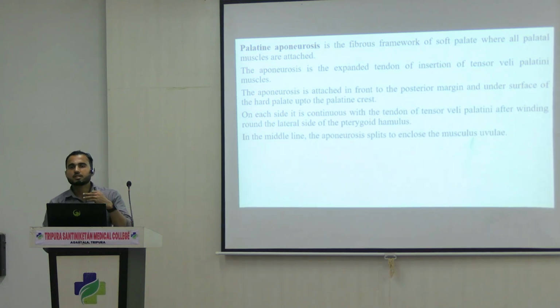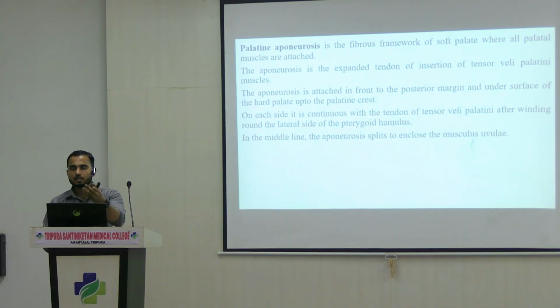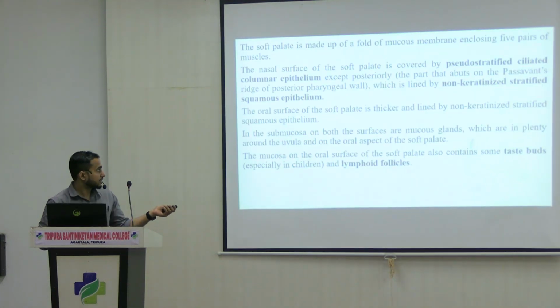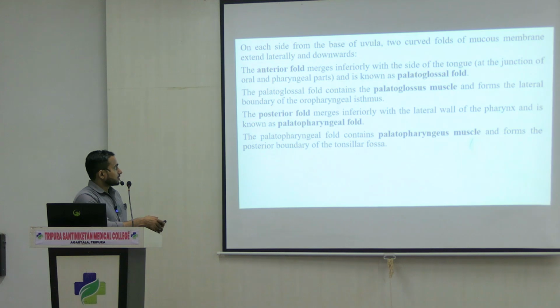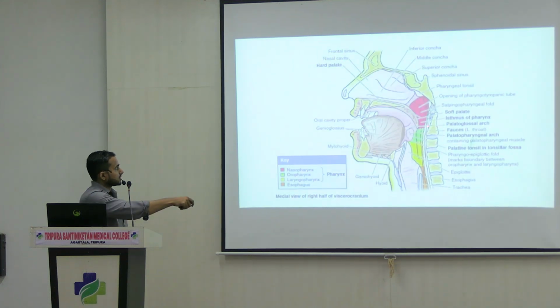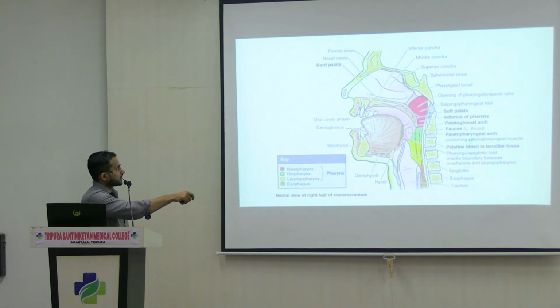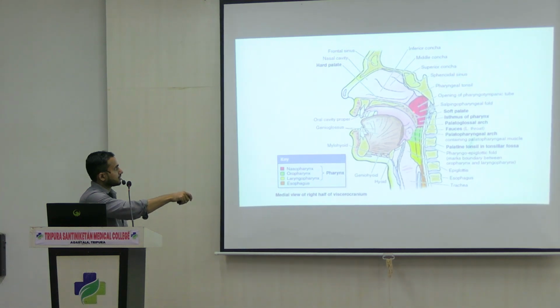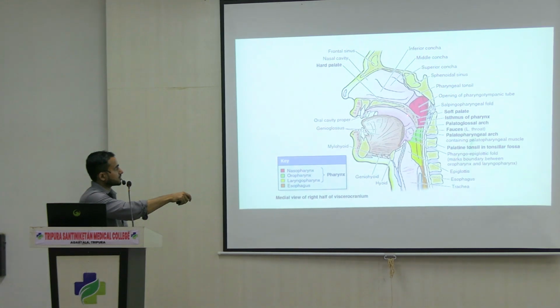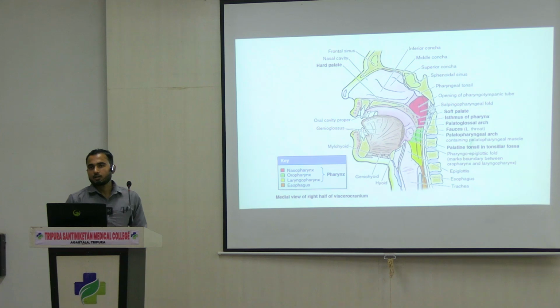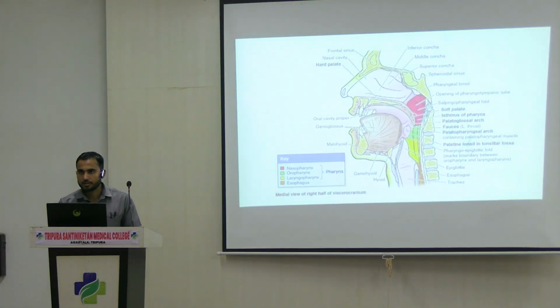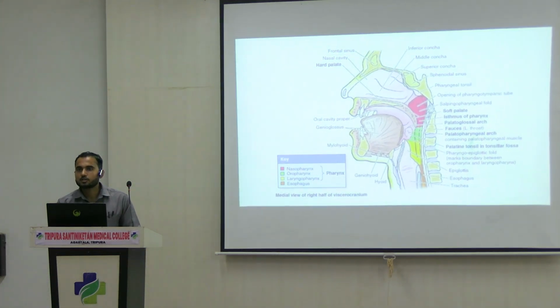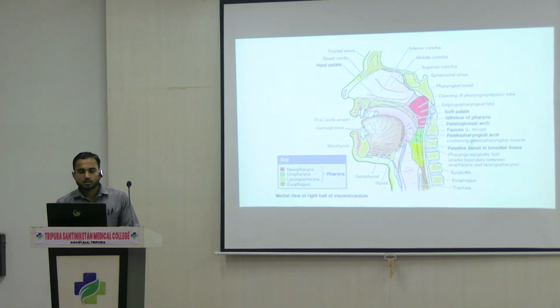Now, the question is, on which surface are the taste buds present? See, this is the soft palate. This particular part is called the pharyngeal surface, and this is the oral surface. On this oral surface you will find the taste buds. So some taste buds are present in the soft palate also.